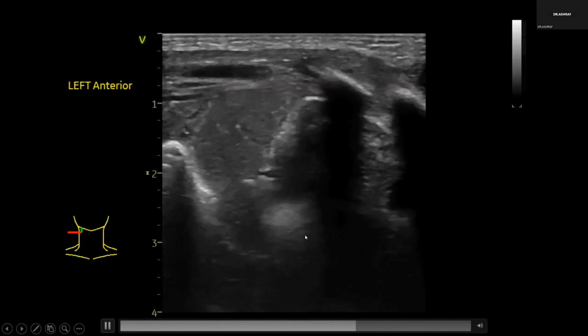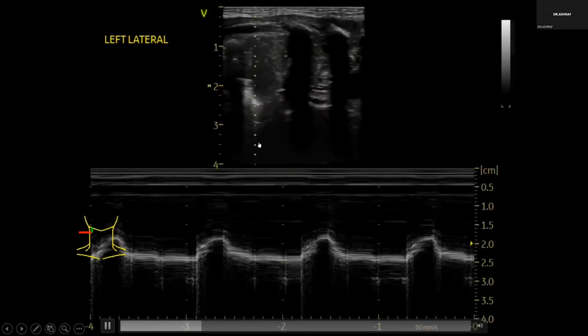This is another baby, but I just want to show the diaphragm. The diaphragm here is incomplete. Very nice.